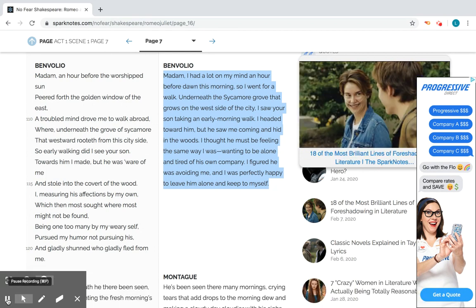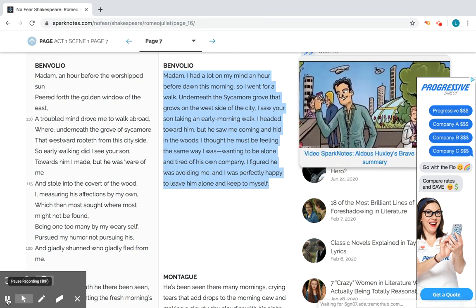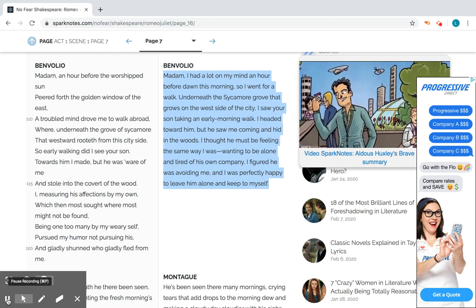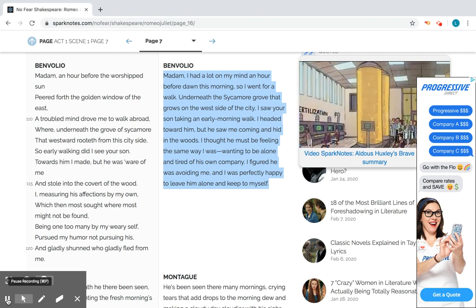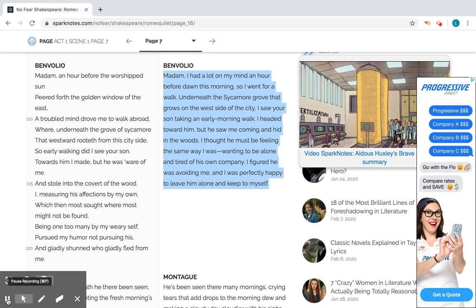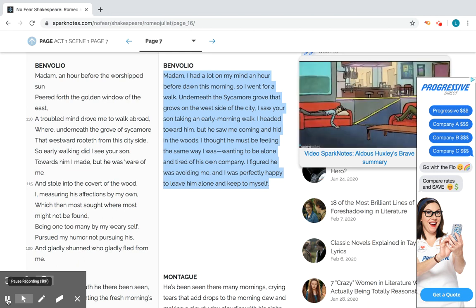All right, so if you look here with Benvolio, he talks about, they asked where Romeo is, and he states that he sees his friend here crying under a tree. He went over to try and talk to him, and he realized that Romeo was avoiding him. So Mr. Montague continues on here.